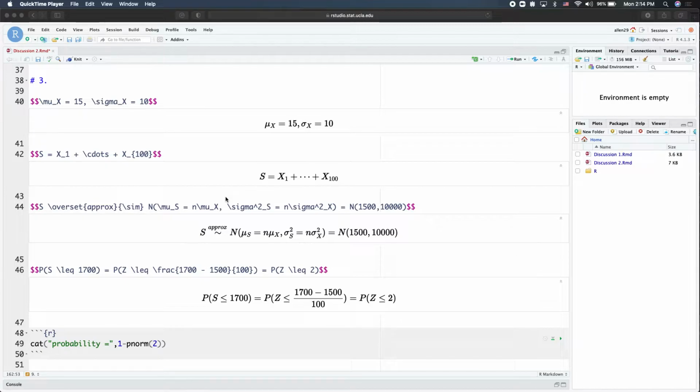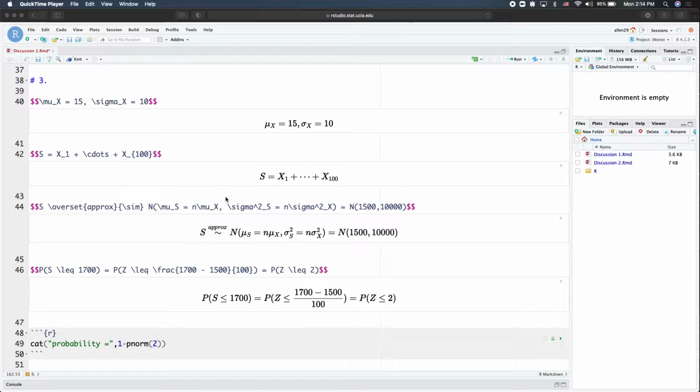And then we can just plug in the number, and then we will have s approximately following a normal distribution with mean 1500 and variance 10,000. And then the quantity of interest is the probability of s greater than 1700. But for now, I'll just calculate less than or equal to 1700. And then once we find the probability for that, we can just do 1 minus, and that will be the probability of exceeding 1700.